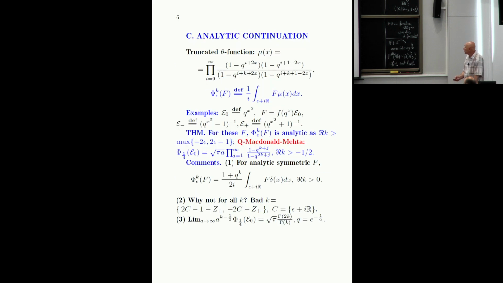Okay, let me go to the next. I'm saving time for this column. Sorry, guys. Just skipping something which is not absolutely necessary. Okay, perfect. Analytic continuation. Now the business about analytic continuation.